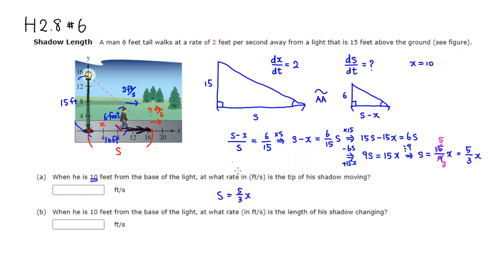All right, since we're interested in the rate of change, we take the derivative of both sides. So you have ds over dt is equal to 5/3, which is just a constant multiple, and the derivative of x is dx over dt. But do we know dx over dt? Sure, dx over dt is right here. So I'm going to plug that in. We get 5/3 times 2, so it's 10/3.